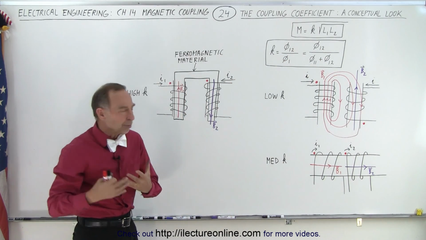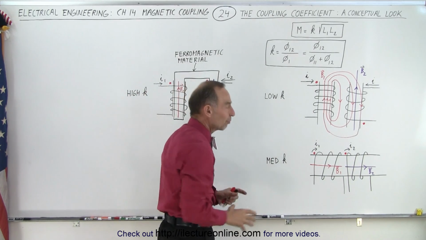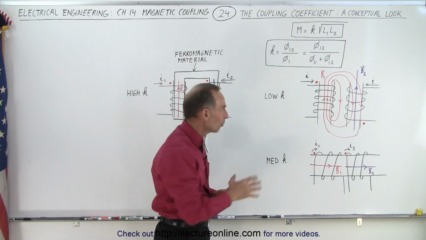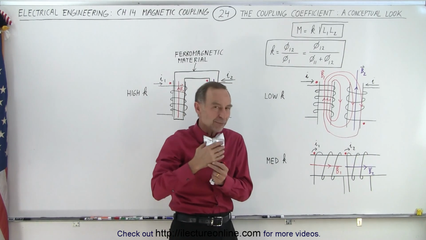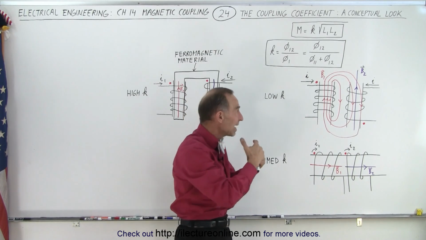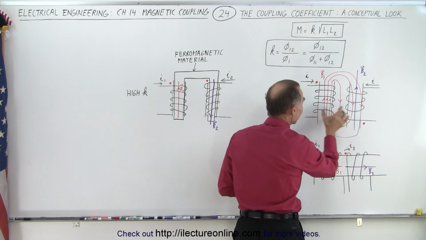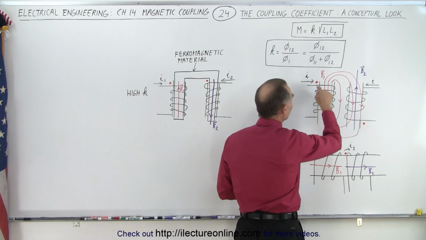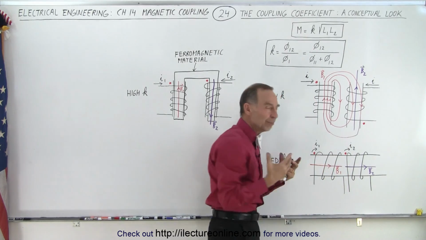But to get a conceptual view of what that really is all about, we have three examples of where we have some sort of coupling, from low coupling to high coupling. Low coupling means that not a lot of magnetic flux from one inductor makes it to the other inductor. For example, when we have two inductors side by side like this, and notice in this case we have the dot on one side here, the dot on the other side there, but that's not as important.